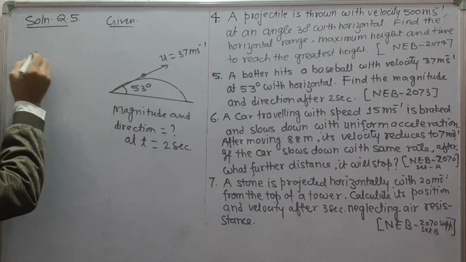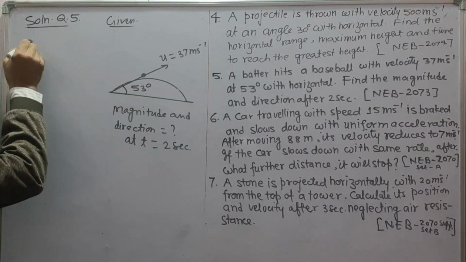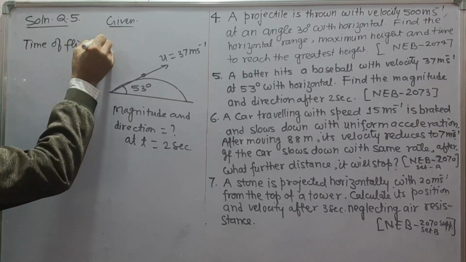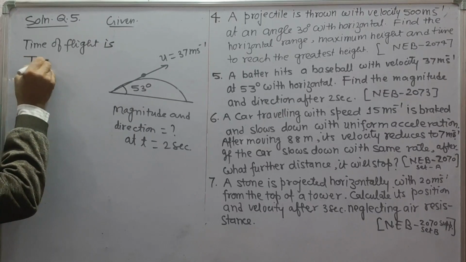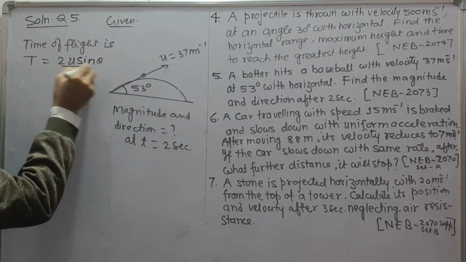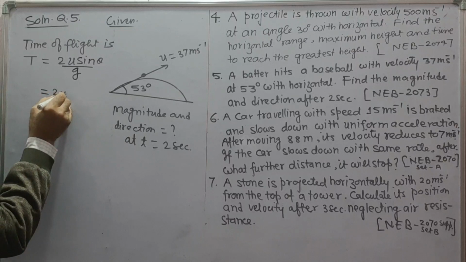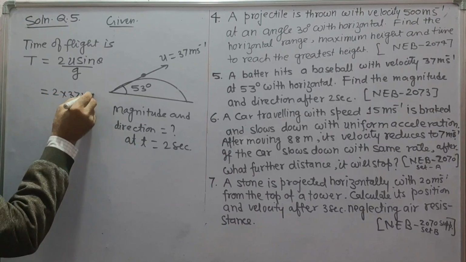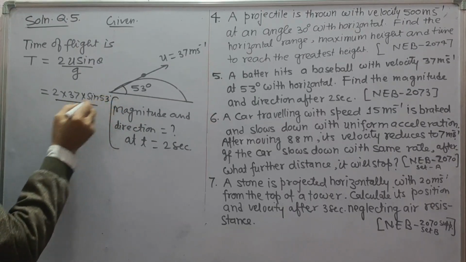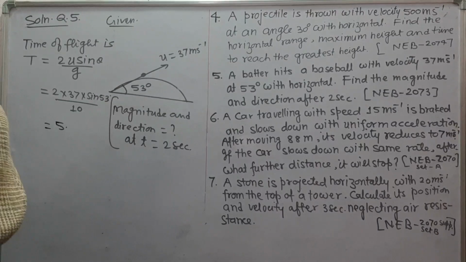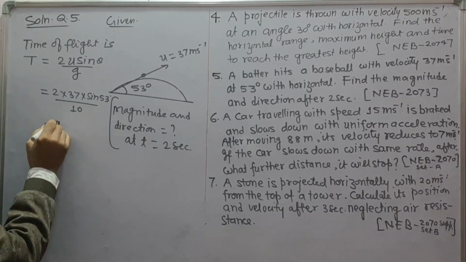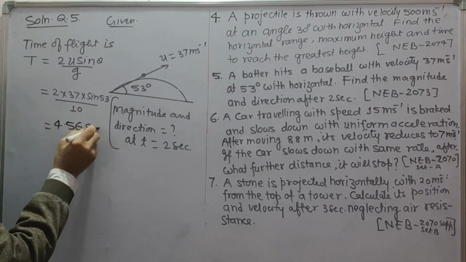First we find the time of flight. Suppose we denote time of flight as T. T is equal to 2u sin theta upon g, 2 into 37 into sin 53 upon 10, which gives 4.56 seconds.